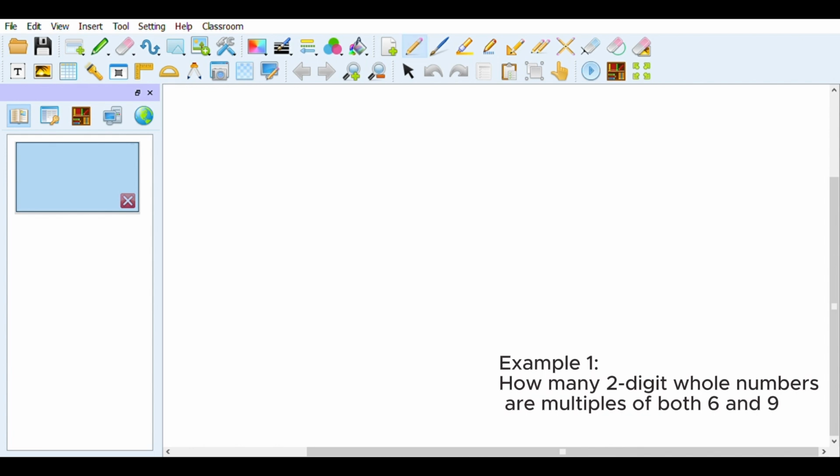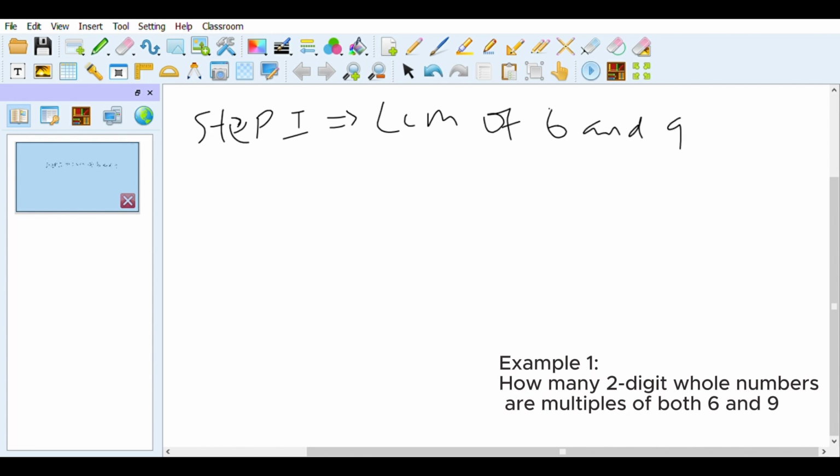So step 1, LCM. Step 1 is LCM of 6 and 9. There are a lot of ways to find LCM, but this here is the simplest one so far. So we're going to look for a number that can divide 6 and 9 at the same time. If it's not possible, look for a number that can divide either 6 or 9. So here 3 can divide 6 and 9. By the way, we're using just prime numbers to keep it simple.